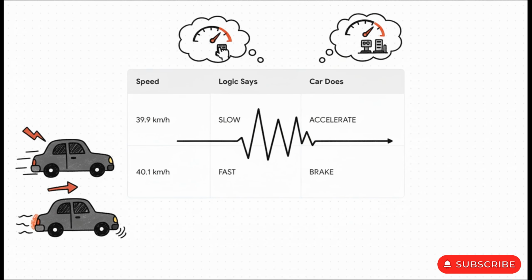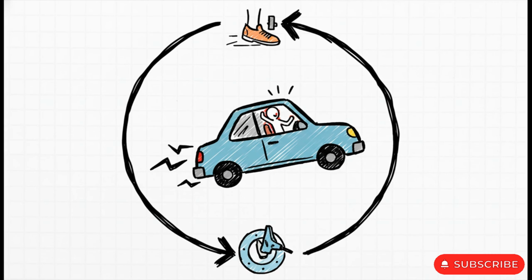Now just picture what happens. At 39.9, the AI says, "We're slow," and hits the gas. But then, a split second later, it overshoots to 40.1. Now the rule says we're fast, so it slams on the brakes. It drops back down to 39.9 and, yep, it hits the gas again. This would be the worst car ride of your life. Exactly. Just jerks. The car would be trapped in this ridiculous loop, constantly lurching between accelerating and braking, all because of that one rigid black and white rule.